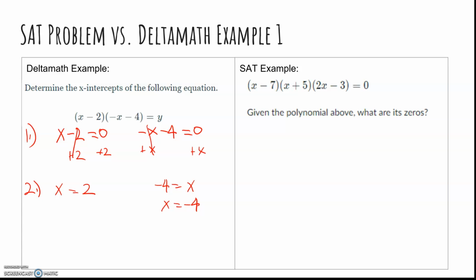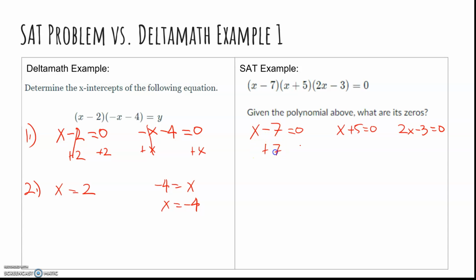Okay? So on our SAT, it says, given the polynomial above, what are its zeros? Well, asking for the zeros is the same thing as asking for the x-intercepts. They just framed it differently. So we're just going to take each set of parentheses, each factor, and set it equal to 0. X minus 7 equals 0. X plus 5 is equal to 0. 2x minus 3 is equal to 0. So we have 3 sets of parentheses, 3 factors, so we should have 3 solutions.